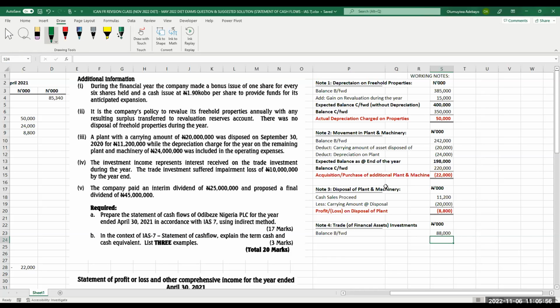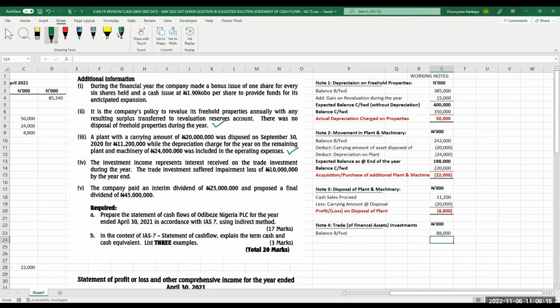The first question you ask yourself is, are there any additional information here that relates to trade investment? The answer is no. First, we've dealt with this, and I think we've dealt with this. But there's an element here that we have not dealt with. And what is the element?